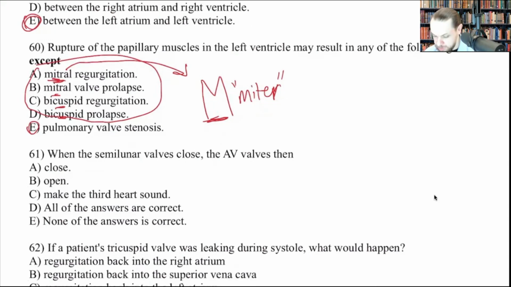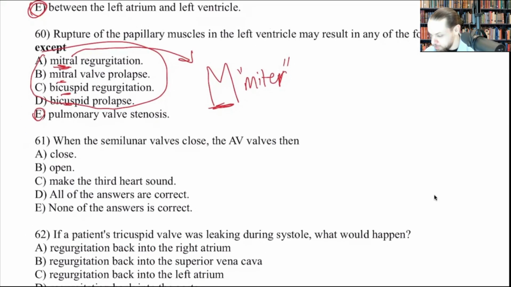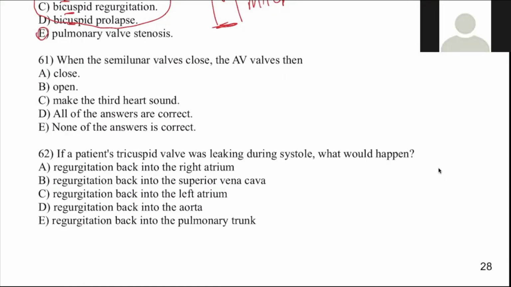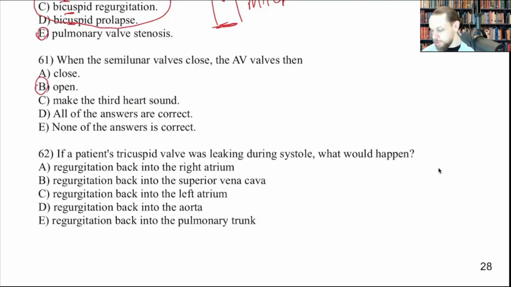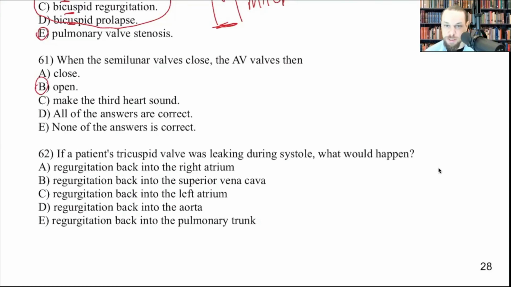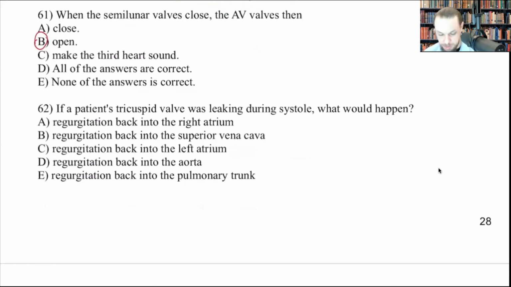Number 61, we're going to go with Lindsay. When the semilunar valves close, the AV valves then open. B, right? So when the semilunar valves close, AV valves open. So it's all pressure gradients. Semilunar valves close, AV open, so that we have a filling of the ventricles, right ventricle, left ventricle. Everything is a pressure gradient here.